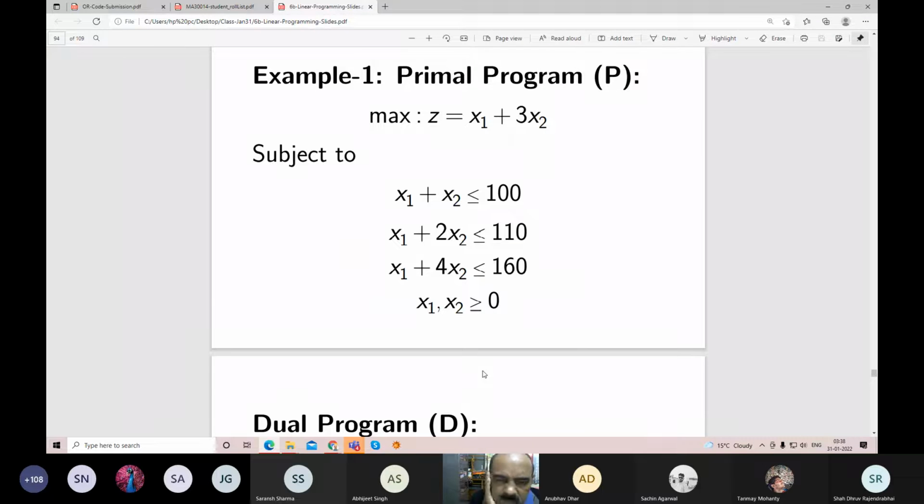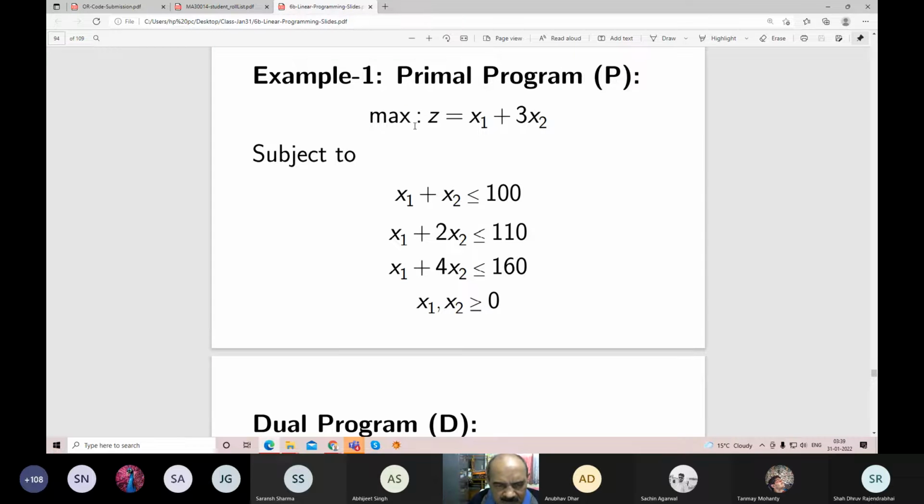How many variables are there? 2 variables. This problem you have solved sometimes. How many variables are there? X1, X2? 2 variables, sir. 2 variables are there. So here we have 2 variables. There you will have 2 constants. And how many constants are there? There are 3 constants. These are primal constants: x1 plus x2 less than equal to 100, x1 plus 2x2 less than equal to 110 and x1 plus 4x2 less than equal to 160. There are three constants. So in the dual program, there will be three variables.